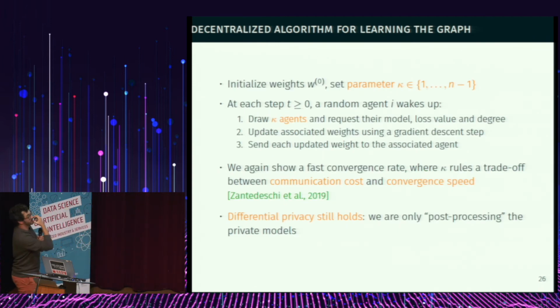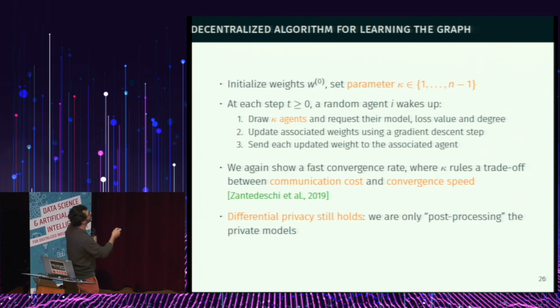Okay, so the algorithm goes very much like this. I didn't put the details here, but we initialize the weights. And then at each step, there is a random agent that wakes up, just as before. This agent is going to draw kappa agents with the peer sampling service. And if I do that, I'm going to ask you for your current model, your current value of your loss, and your current degree. And in fact, it's not much, it's just sharing your model, which we were already doing before. Sharing the value of your loss, this is a scalar, and your current degree, this is also a scalar.